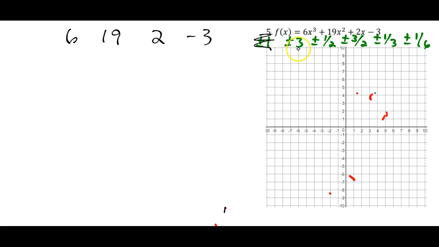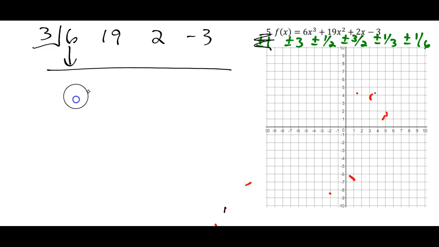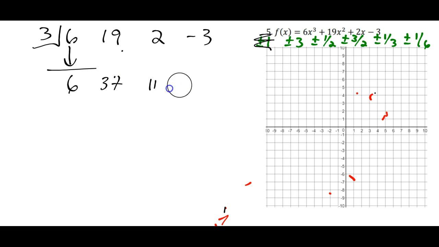So next I'm going to try 3 to see if 3 will help me out. So multiply, whoops, I'm saying 3 and writing down 3. That's not good. Drop down the 6, we get 18. Adding, we get 37. Multiply 3 times 37. This is getting nasty already, isn't it? 3 times 37 is 111. Add, I get 113. 339, and that's not going to be 0. So 3's out.